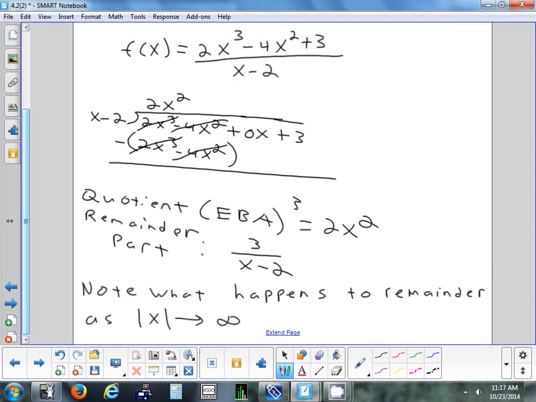Pretend x was 1,000,000. 1,000,000 minus 2 is still a huge number. 3 divided by a huge number is very small. So the point here is the remainder part: as x gets bigger and bigger, the remainder part gets smaller and smaller. That's why we don't even need it. The end behavior asymptote is just the quotient. The remainder doesn't even make a difference when x gets huge, toward infinity. Any questions on how we found the quotient, which is the end behavior asymptote, or the remainder part?